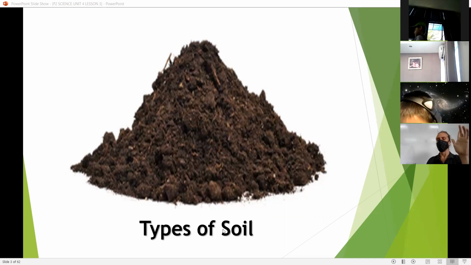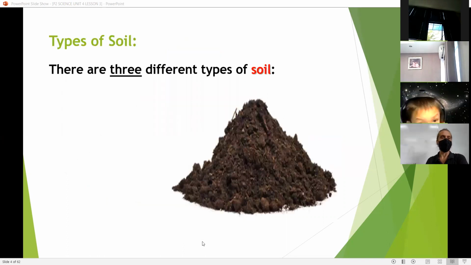Remember, there is more than one kind of soil. There are 3 different types of soil.